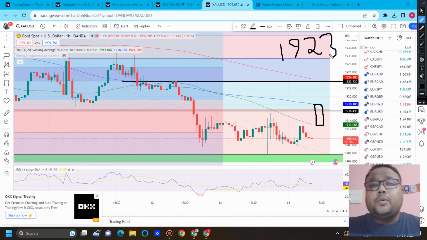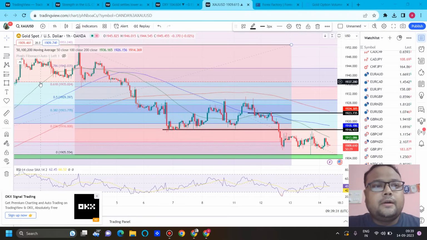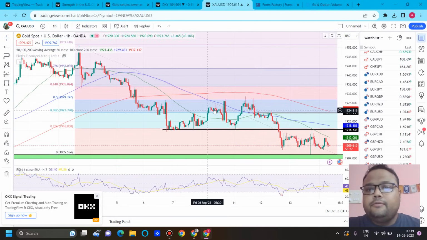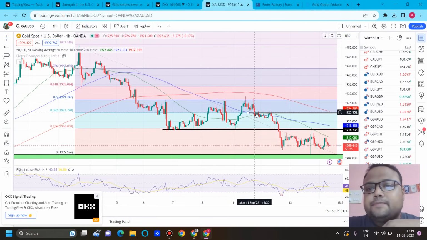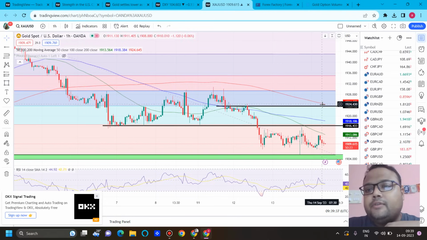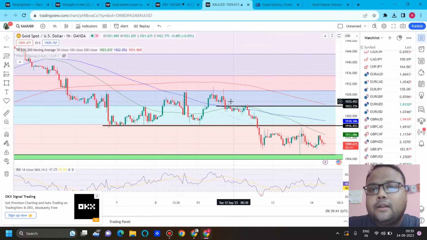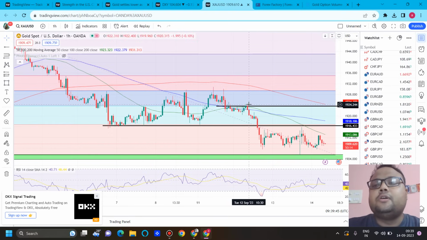It can be 1923, it can be 1924. Around this area you will have the second opportunity to take a sell position. Why? We can see we have the FIBO 38.2% retracement level, and along with that we also have the 200 moving average around the area. In addition to that, we can also see previous price rejection. So 1923, 24, this is also a very good level.